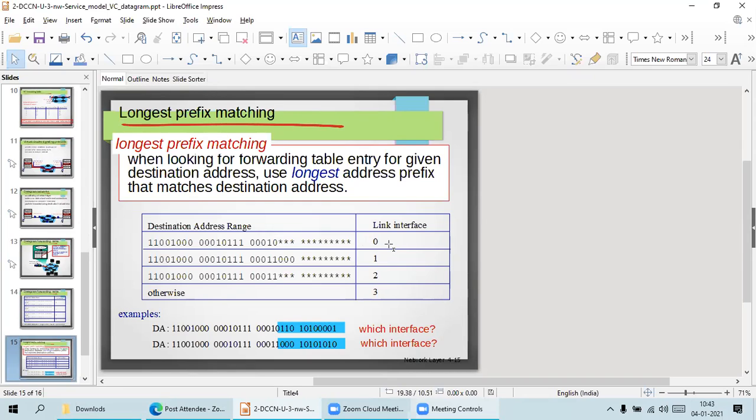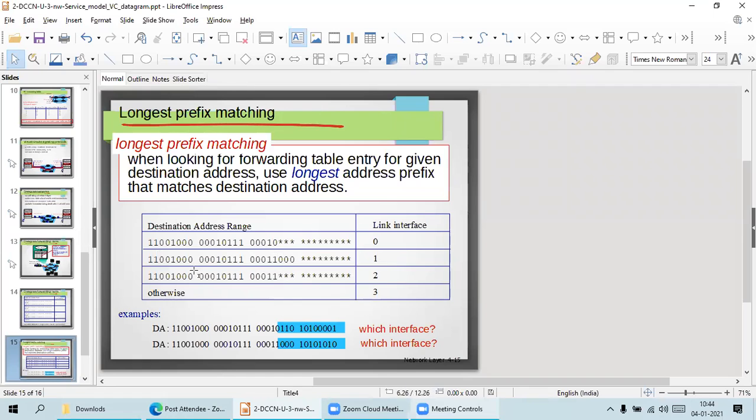If it is this, I'm going to forward it to link interface. Next link, I'm going to check 10, first 10. If it is 10, I'm going to forward it to 0. If it is 11 0 0, in that case I'm going to forward to the next link.